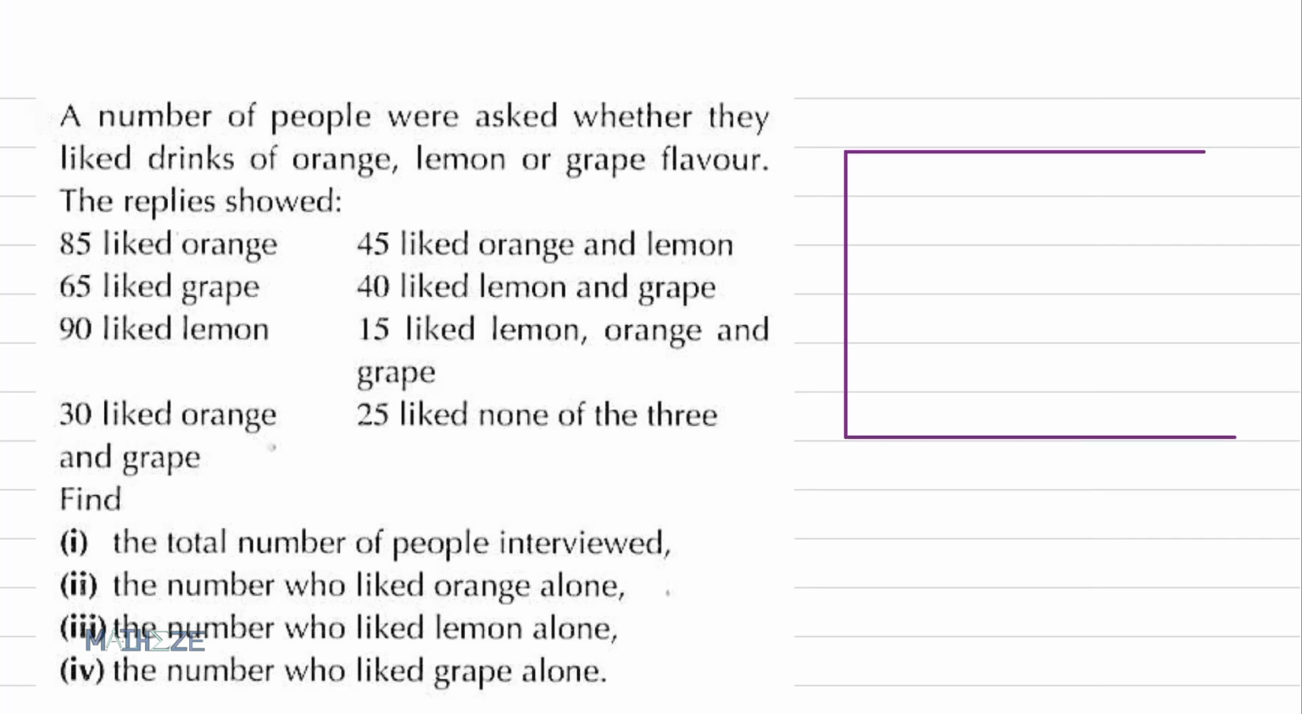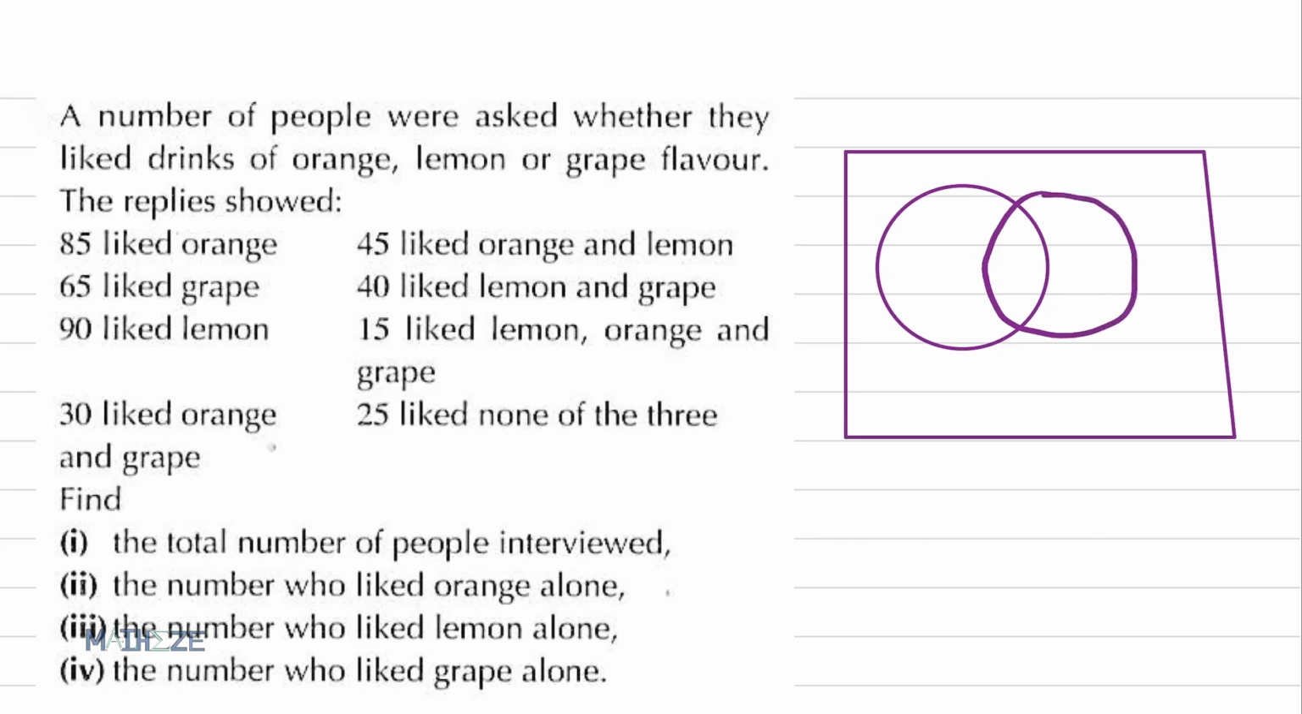We are talking about 3 sets, that means it's a data of 3 sets. 1, 2 and then 3. Okay, which things are we talking about? Orange, grape and lemon. It says 25 like none of the 3. 25 will come outside. Then it says 15 like lemon, orange and grape.